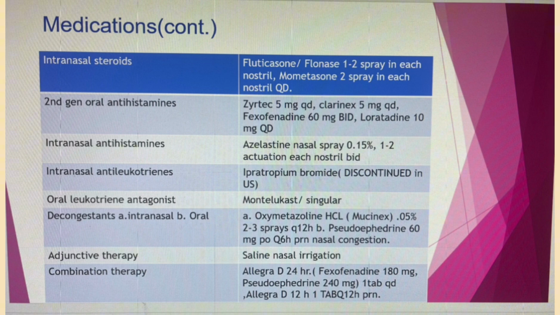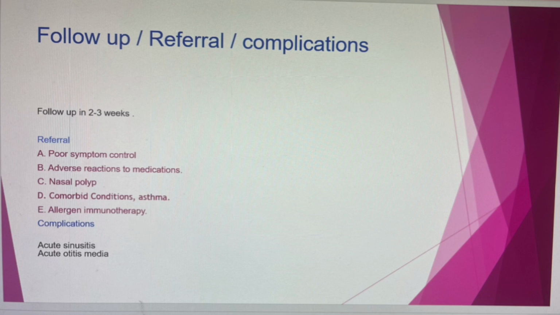Then the adjunctive therapy is saline nasal spray, which can liquefy the mucus and prevent the mucus from crusting. Regarding follow up, see the patients after prescription of medications in 2 to 3 weeks. Referral: usually patients with allergic rhinitis can be managed by primary care physicians or practitioners, but referral to an allergist or immunologist is indicated in case of poor symptom control and adverse reaction to medications, which we already discussed.